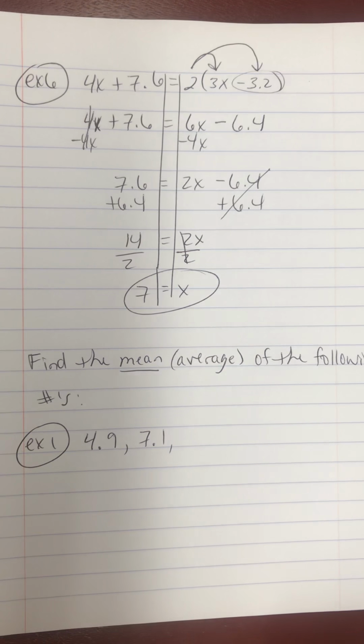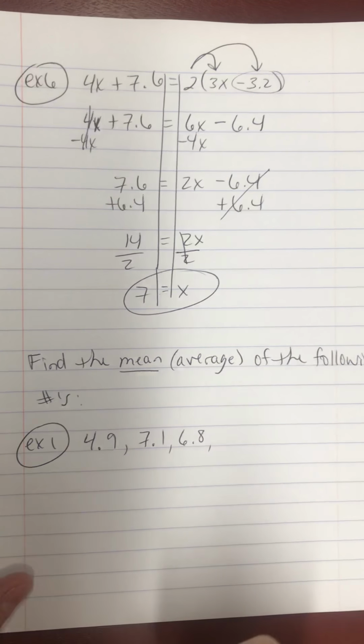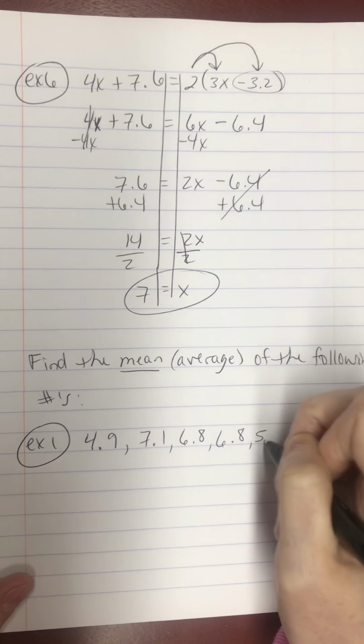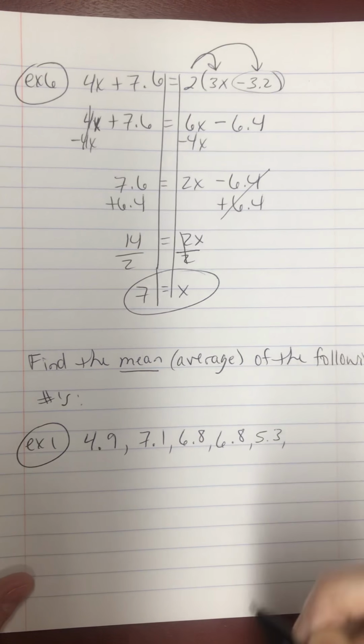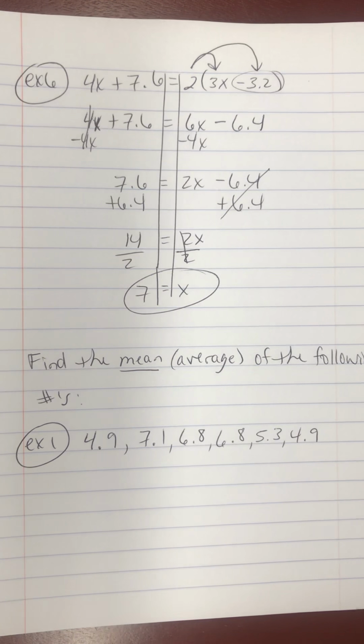So here's the numbers I'm going to give you. 4.9, 7.1, 6.8, another 6.8, 5.3, and a 4.9. So these are just a bunch of data points, just some numbers that I'm giving you.